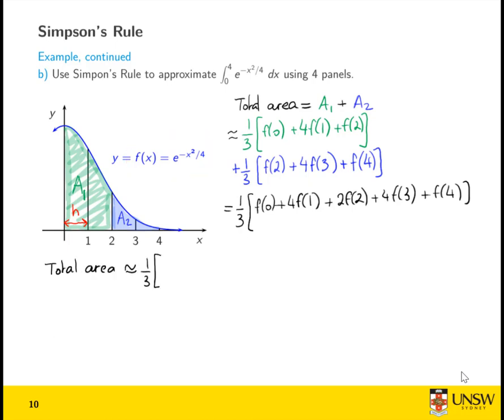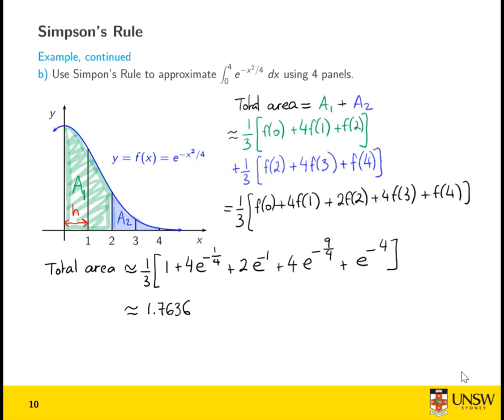F is this function. So f of 0 is exponential of 0, that's 1. 4 times f of 1. F of 1 is that, 2 times f of 2. If I sub in 2 here, I'm going to get a 2 squared, that's a 4. So I get exponential of negative 1, plus 4 times f of 3. So that's exponential of minus 9/4, plus f of 4, that's exponential of minus 16 divided by 4, which is this. Using our calculator, we get that this is equal to 1.736. And since we've been using more panels, the approximation is a little better.